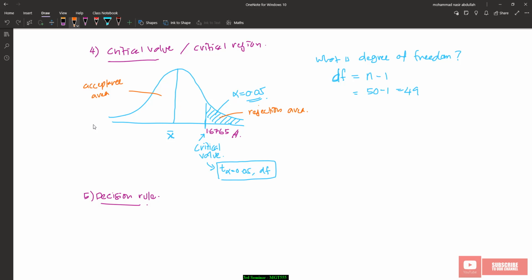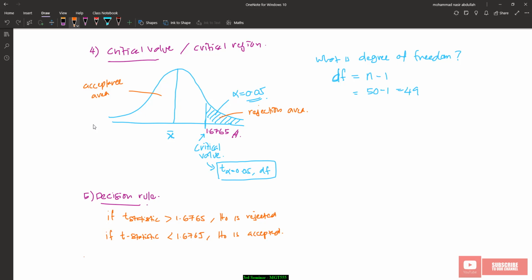Boleh? You just need to understand this one. So, if the T statistic is more than 1.6765, which is the critical value, H null is rejected. If the T statistic is less than 1.6765, the null hypothesis is accepted.